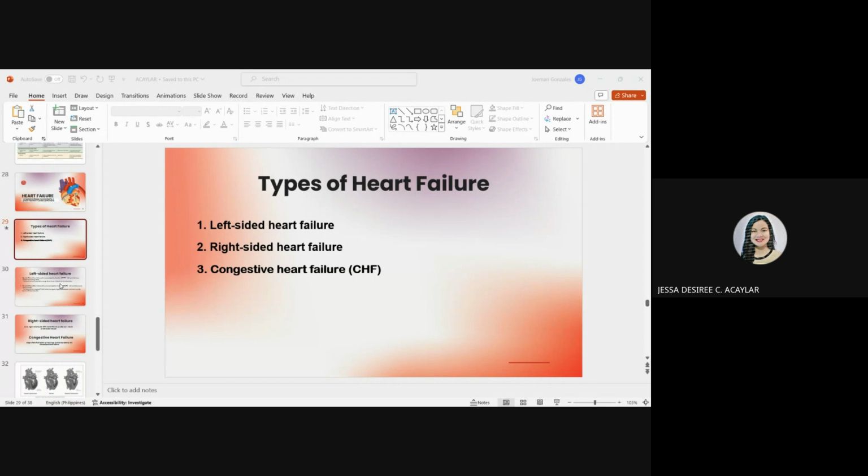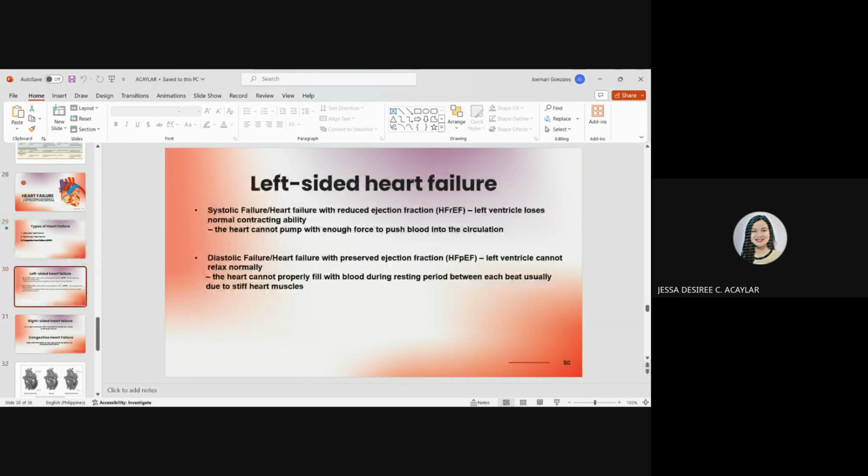So, let's start sa left-sided heart failure. So, left-sided heart failure, meron siyang dalawang type.